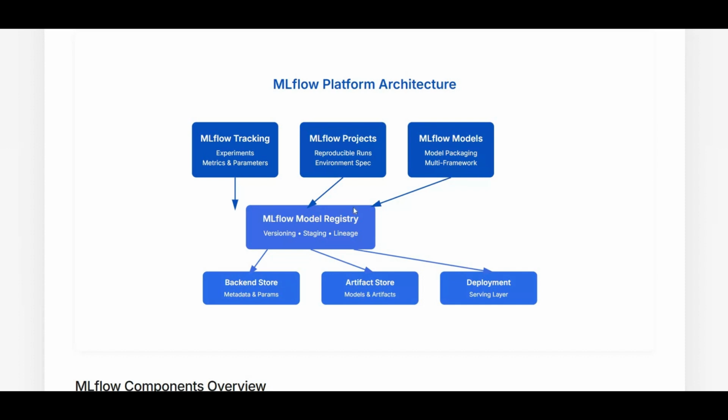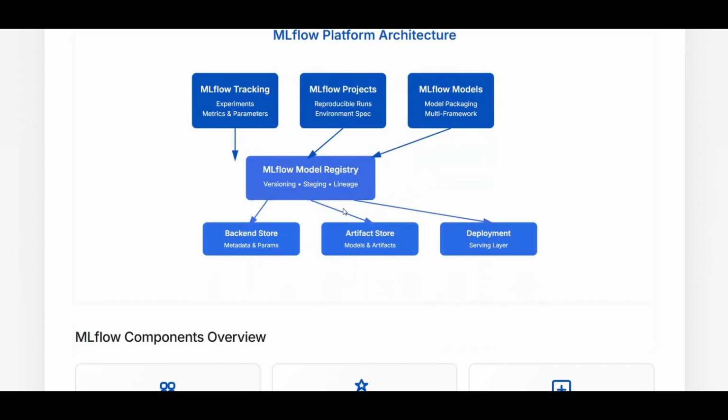Okay, and under the hood, this splits cleanly into storage and serving. Look at that part. Metadata like parameters and metrics go into a backend store, often a relational database. Large objects like models and files go into an artifact store such as S3 or cloud storage. And deployment then pulls from these sources to serve models in production. This separation is intentional. It keeps the system flexible and scalable.